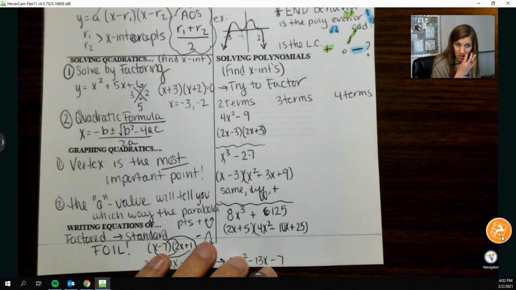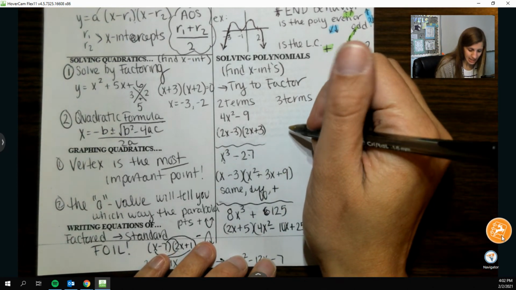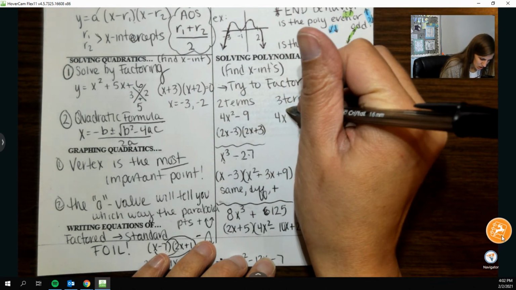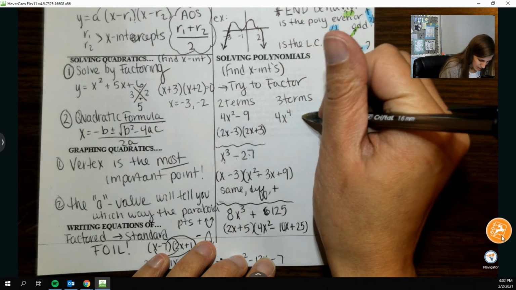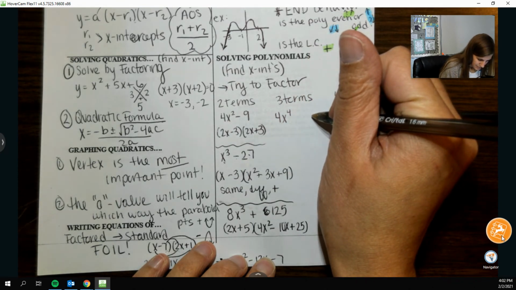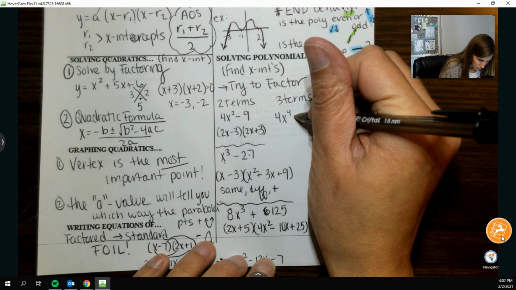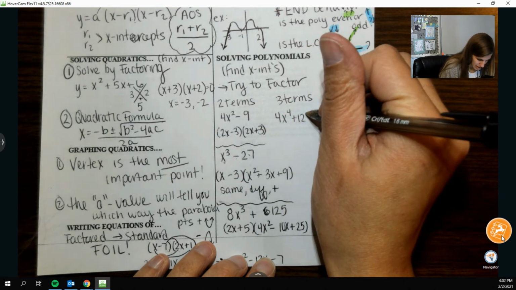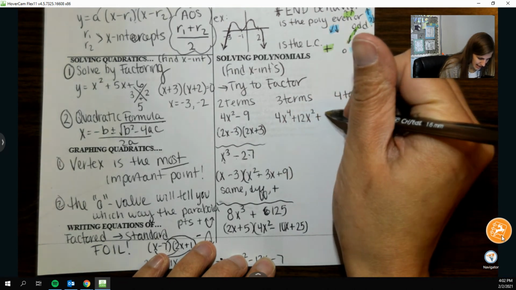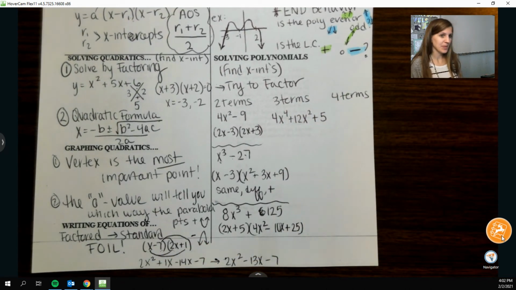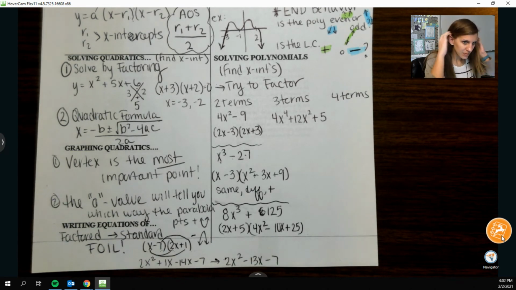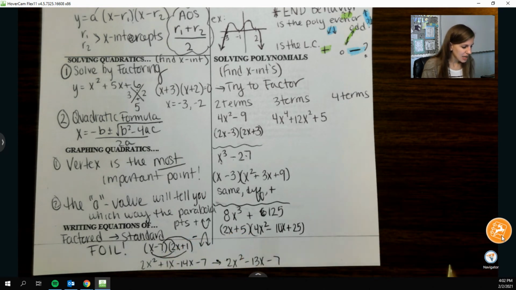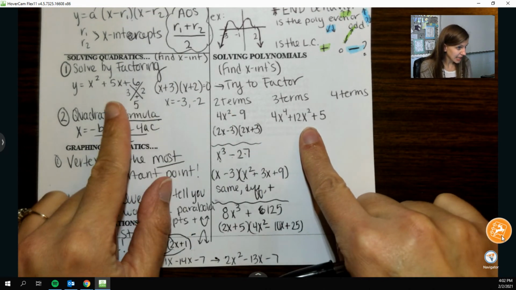So another three-termed thing that we could factor is something like, let me make up a fun one, 4x to the fourth plus 12x squared plus 5. I was trying to think of a good number. I'm making this up off the top of my head. Okay, so if there are three terms, generally we just factor like I said over here.